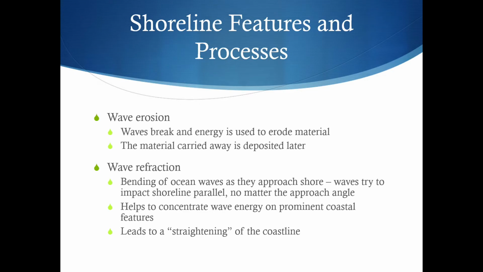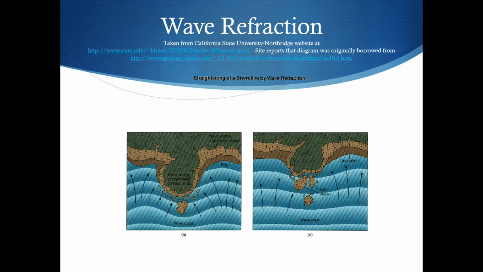Wave refraction is the bending of ocean waves as they approach a shore. Lines of ocean waves approach at a certain angle, but as they get closer and closer to shore, they kind of turn and parallel the shoreline, no matter the approach angle. What this does is help concentrate wave energy on prominent coastal features, so things that are sticking out. And it leads to a straightening of the coastline. So what do I mean by that?